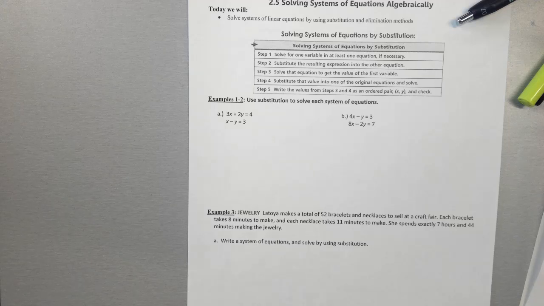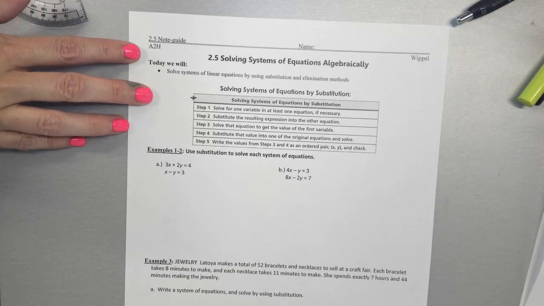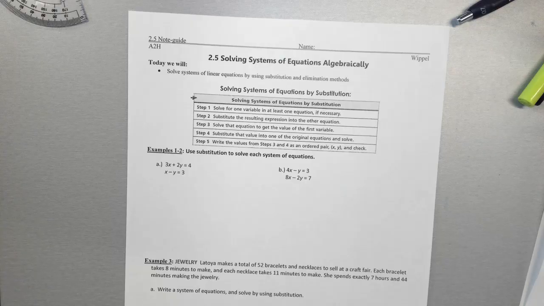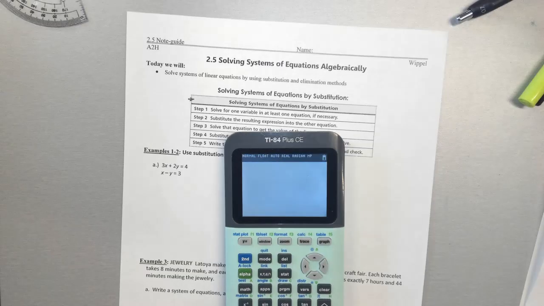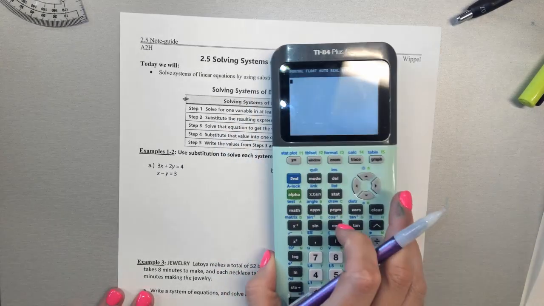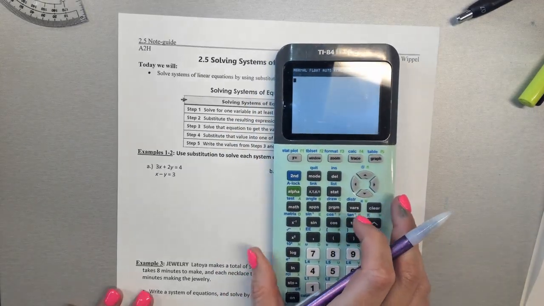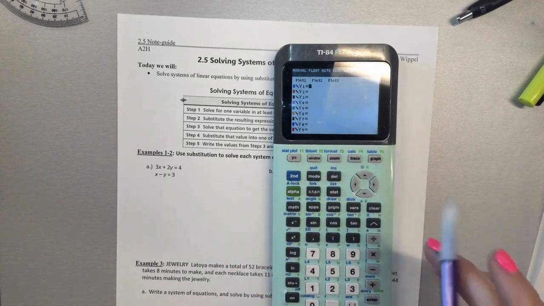So today we're doing 2.5. You actually don't need the graphing calculator today, but we are going to use it for some calculations. And as a follow-up from what we did yesterday, if you ever run into trouble where you can't graph something and you get any type of error, I'm going to show you how to reset your calculator because that's going to solve a lot of your problems.